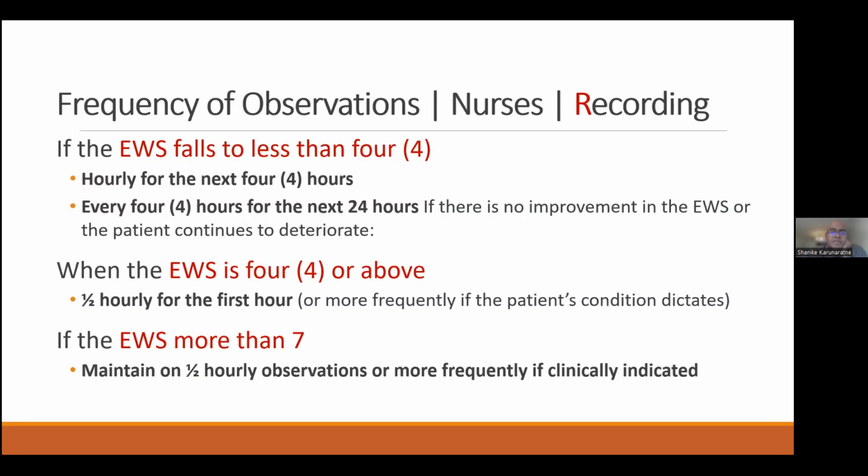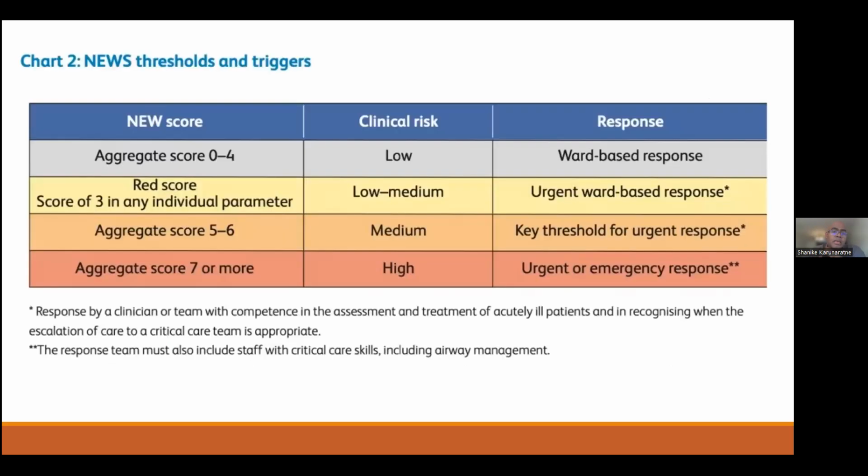How frequently should you observe these patients? If the early warning score is less than 4, we can do hourly monitoring for the next 4 hours and see how it goes. If it is totally normal, you can reduce the frequency. But if the score is the same, then monitoring every 4 hours for the next 24 hours is advisable. If the NEWS score is 4 or above, then half-hourly monitoring for the first hour, and every hour you reassess the patient. If the score is more than 7, you have to maintain half-hourly observation or more until the patient comes down to at least a moderate or low NEWS score. So this has highlighted the key messages.